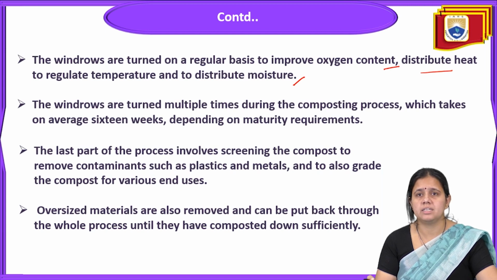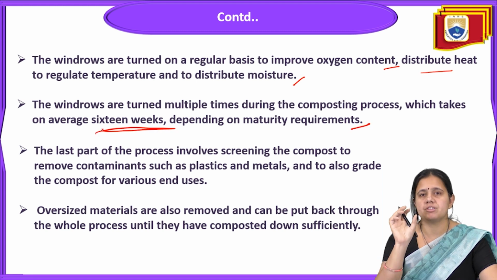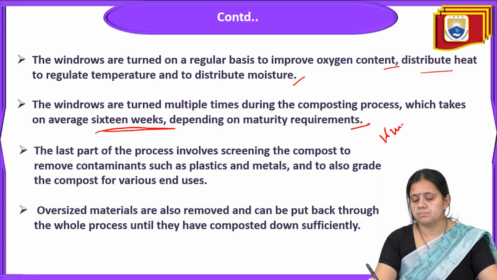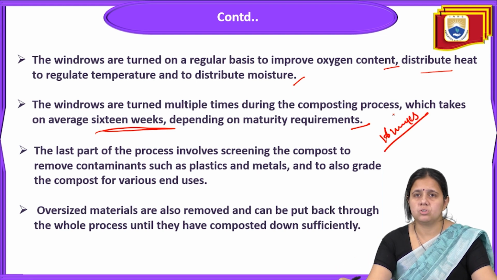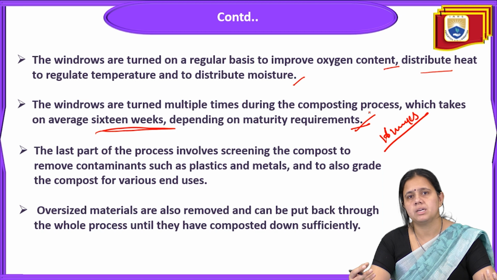The windrows are then turned multiple times during the composting process. That takes on average 16 weeks, depending upon the maturity requirement. So this windrow's total lifespan is 16 weeks. Up to 16 weeks, these windrows are turned multiple times during the composting process, depending upon the maturity requirement.